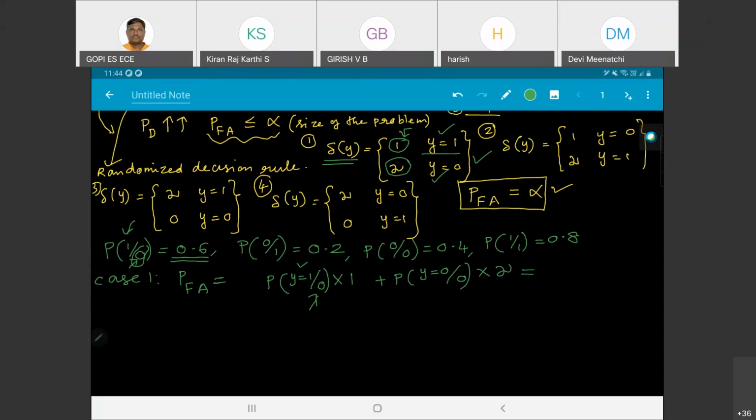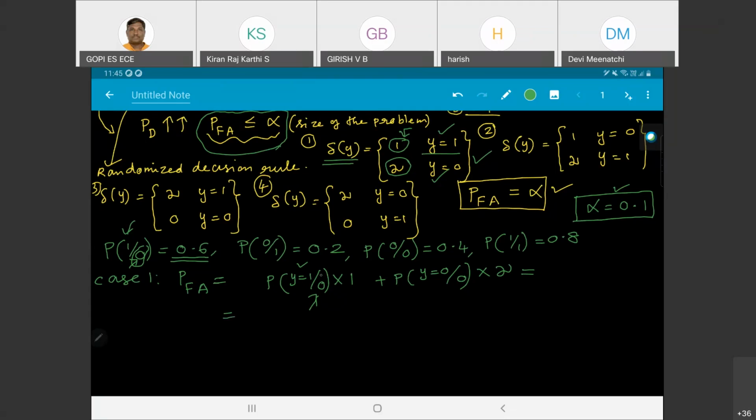And now let us do this task. Let us consider this problem. We'll choose this alpha value as 0.1. To do this task, basically the size of the problem, that alpha is coming. This is the location where the probability of false alarm is less than or equal to alpha, right? So you are fixing this alpha equal to 0.1, right? So now we need to compute this.